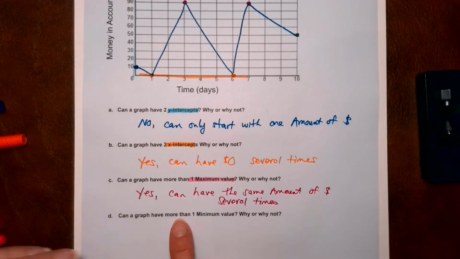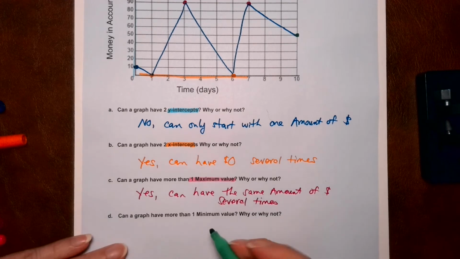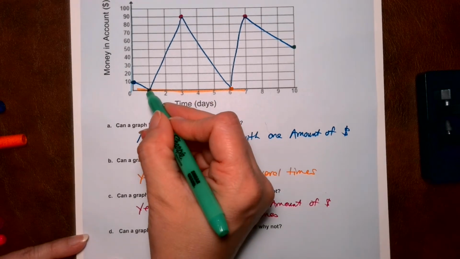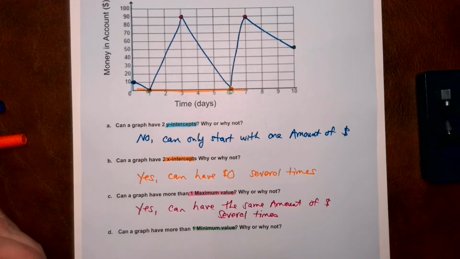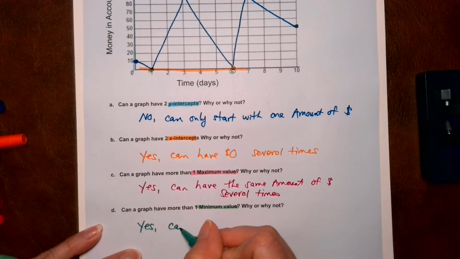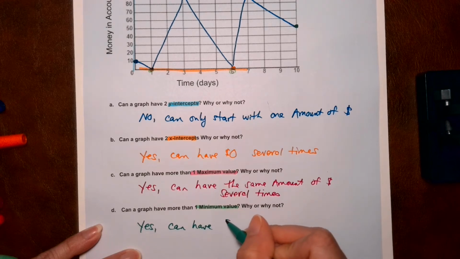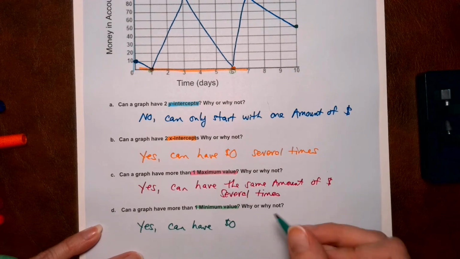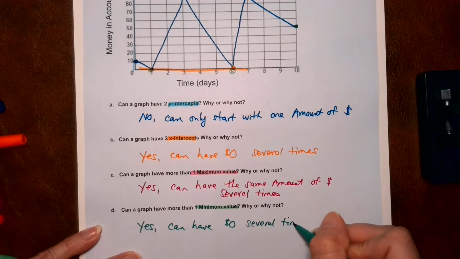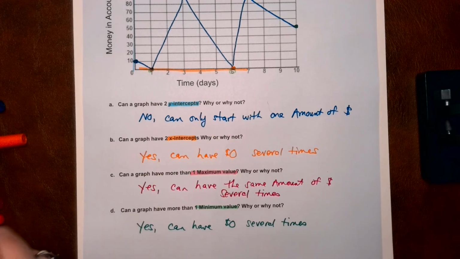Okay. Can you have more than one minimum value? Can you have more than one minimum? Let's see, what's the lowest this graph ever got? It got down to 0 and down to 0. Can you do that twice? Yes. Yes, you can have $0 several times. Or even lower than that, right?